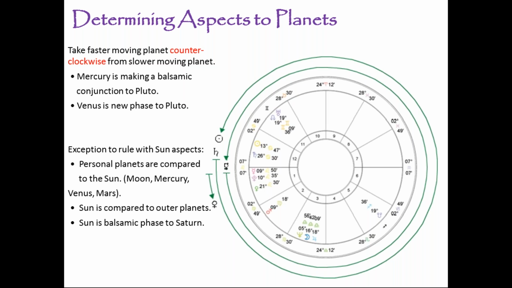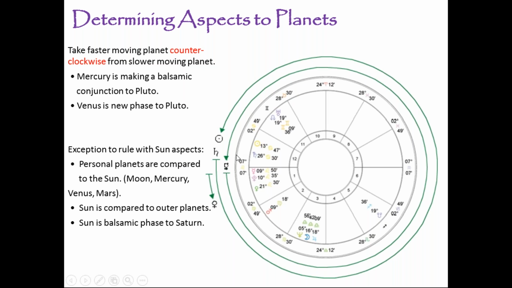Now, over the years, I have switched this a little bit from Jeffrey Green's original teachings. I compare the inner planets to the sun. As you see, Moon, Mercury, Venus, Mars on your slide, and I compare the sun to the outer planets. You have 3 examples here, starting with Pluto all the way around the circle. Mercury is a balsamic conjunction to Pluto. Starting with Pluto, going to Venus, it's about 11 degrees beyond. It is new phase to Pluto.